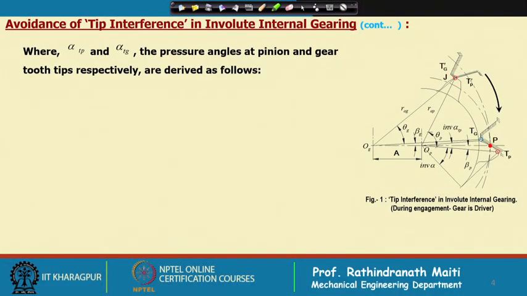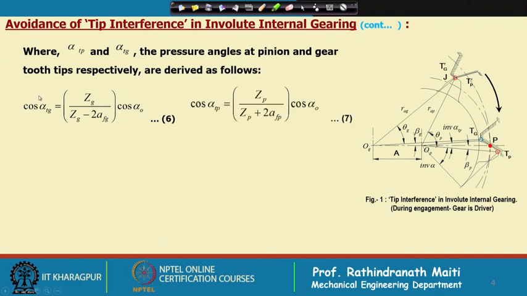with no difficulties. Where alpha TP and alpha TG are the pressure angles at pinion and gear tooth tips respectively, and these are derived as, say, ZG minus 2 AFG in the denominator, where AFG is the addendum factor, and alpha O, subscript O, is the standard pressure angle. Say if we have considered 20 degree involute gears, then we have to take this as 20 degree, whether it is corrected or not corrected. For this calculation, we have to consider the standard angle we have considered, and the addendum factors with respect to the standard pitch circle. Okay.